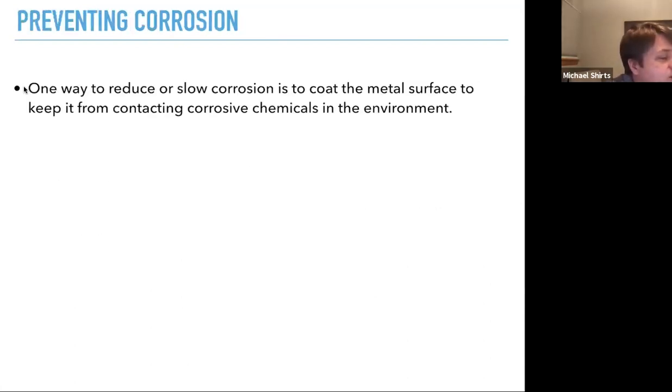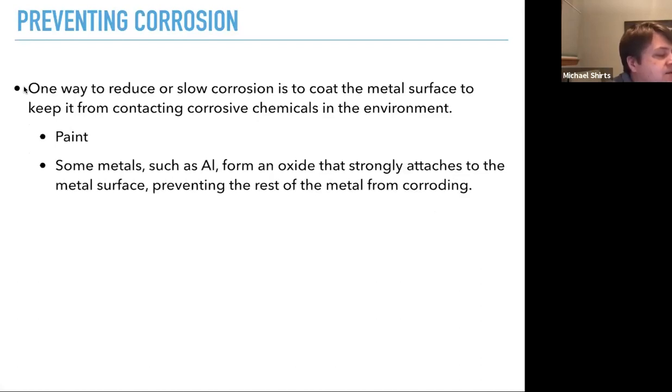And so to prevent corrosion, what can you do? Well, one way to slow corrosion is to coat the metal surface. If you just paint it with a really thick, durable paint, and you'll see this a lot in ocean environments, you have a really thick paint that you put over it, that keeps it from contacting corrosive chemicals in the environment. Salt water is really bad because it's really conductive.